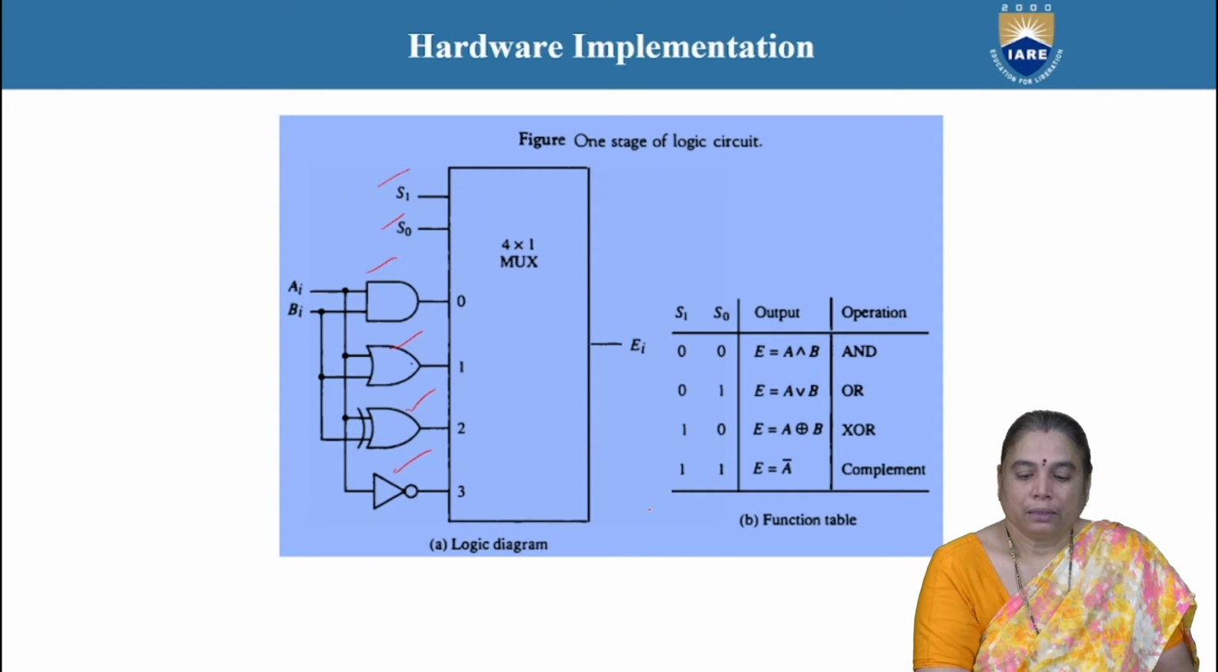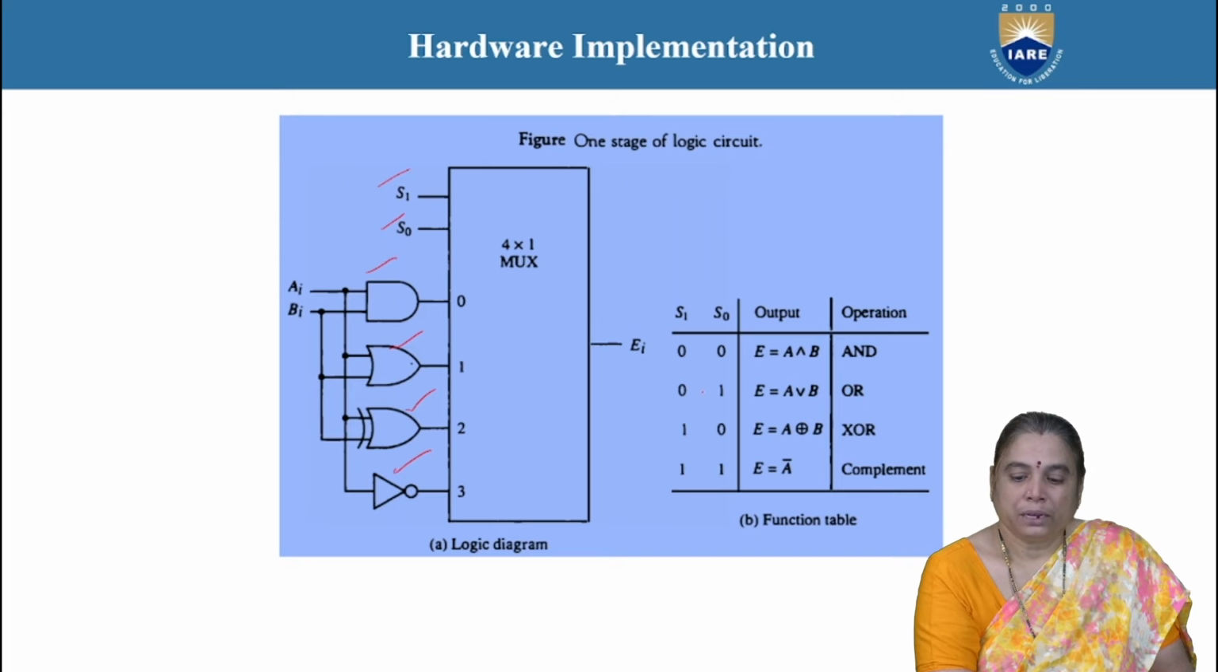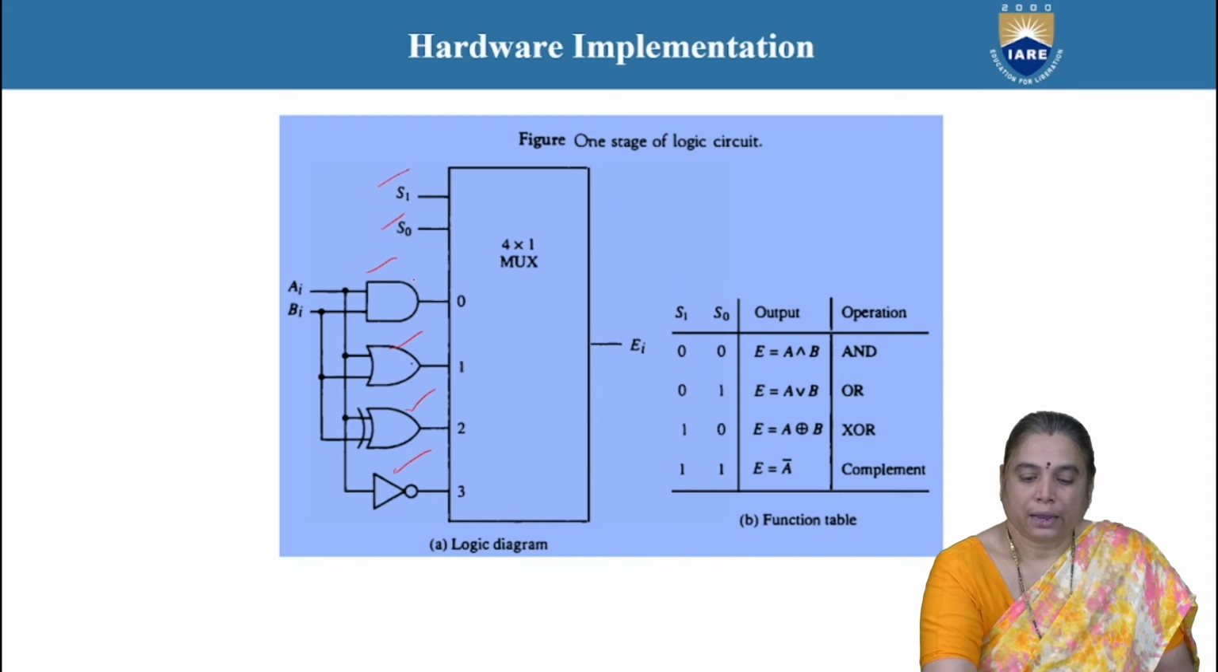With the 2 selection lines S0 and S1, the binary possible combinations are 0 0, 0 1, 1 0, 1 1. When both selection lines are 0, the AND gate is activated, the inputs A and B are ANDed, and the output is represented in E. So E is equal to A and B.